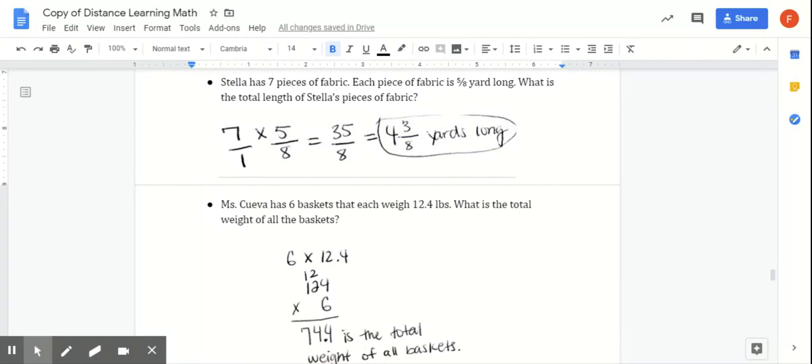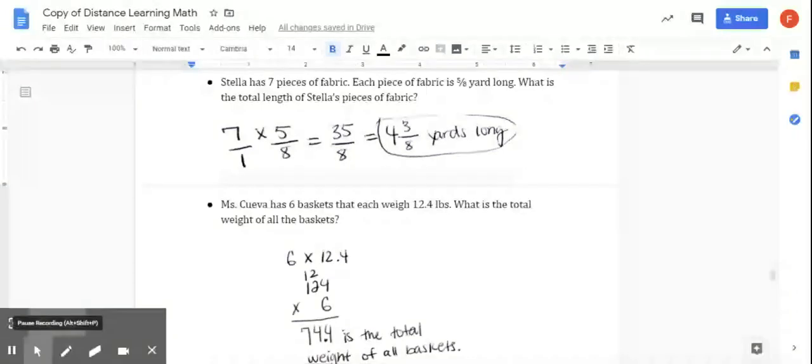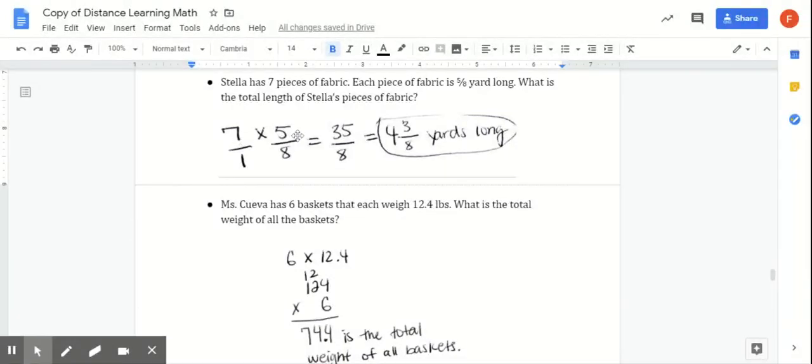For our next problem, Stella has 7 pieces of fabric. Each fabric is 5/8 yard long. What is the total length of Stella's pieces of fabric? Again, this is another multiplication problem. I'm going to multiply my fractions. 7 over 1 times 5/8 equals 35/8. I'm going to turn my improper fraction into a mixed number, and I'm going to get 5 3/8 yards long.